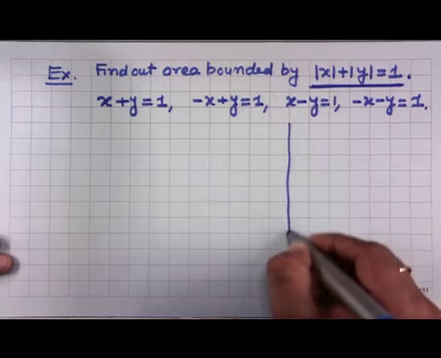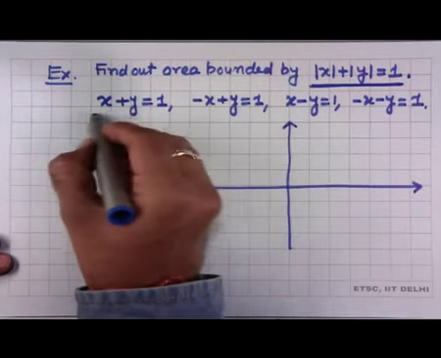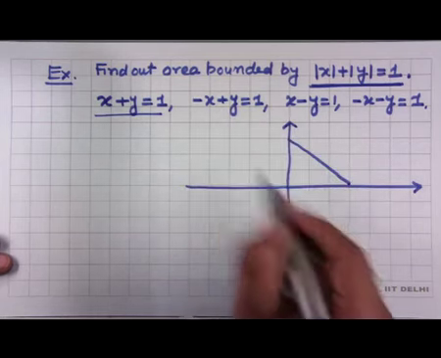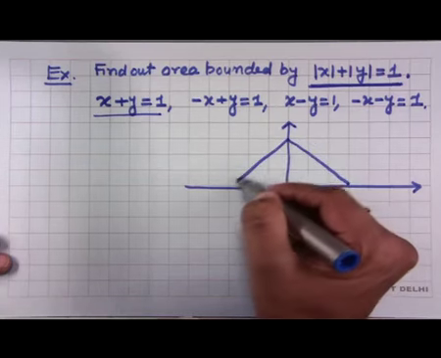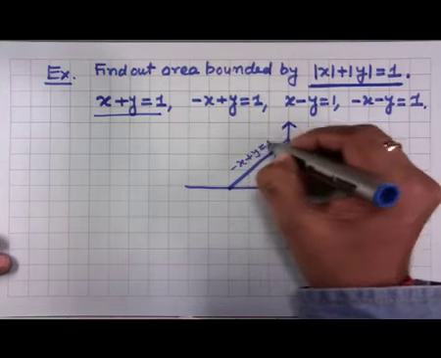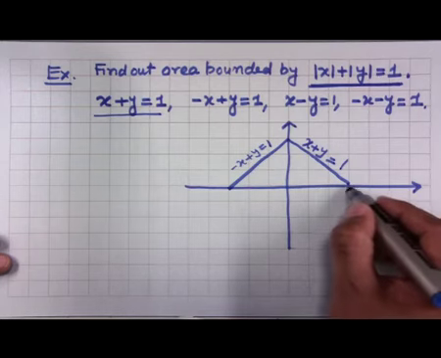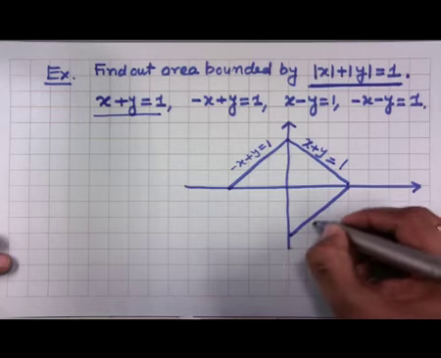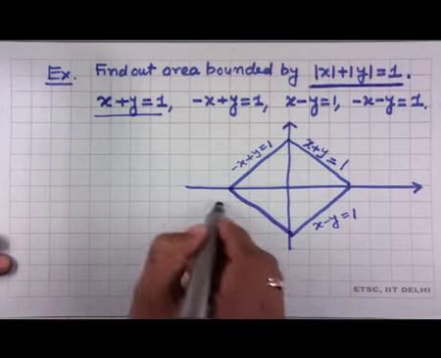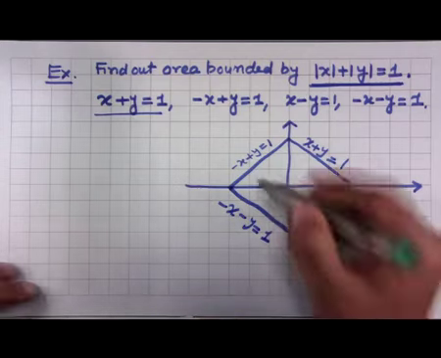So, let us plot them. This is in the first quadrant. For minus x plus y, x is negative, y is positive, so this is this line. So, minus x plus y equals to 1. This is x plus y equals to 1. X minus y equals to 1 is this line, and minus x minus y equals to 1 is this one. So, the required area is therefore this.